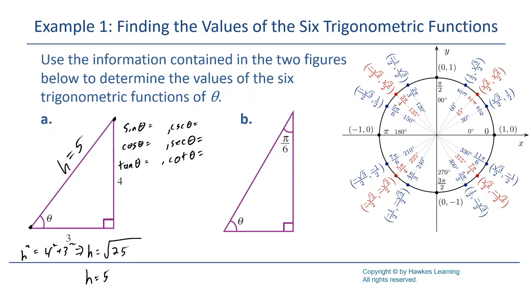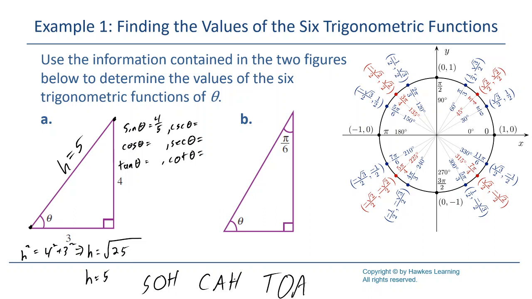So let's start putting these together. I'm just going to write it down here: SOHCAHTOA. All right, so sine should be our opposite over our hypotenuse. Our opposite in this case is 4, because remember, the opposite is the side that's across from the angle, and the adjacent is between theta and the right angle. So sine is going to be 4 over 5.